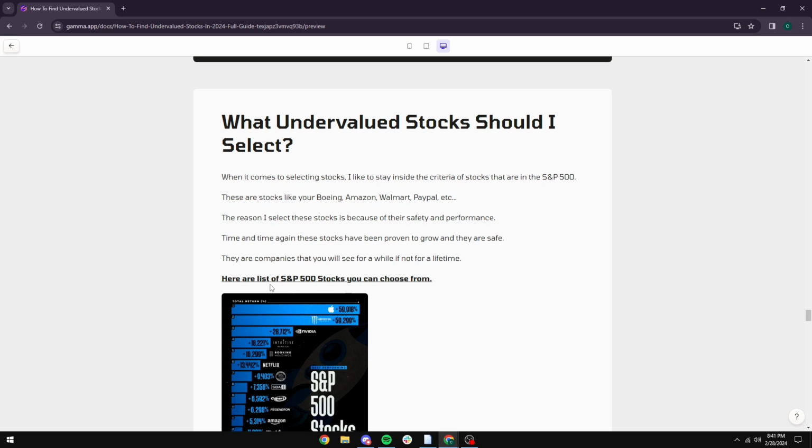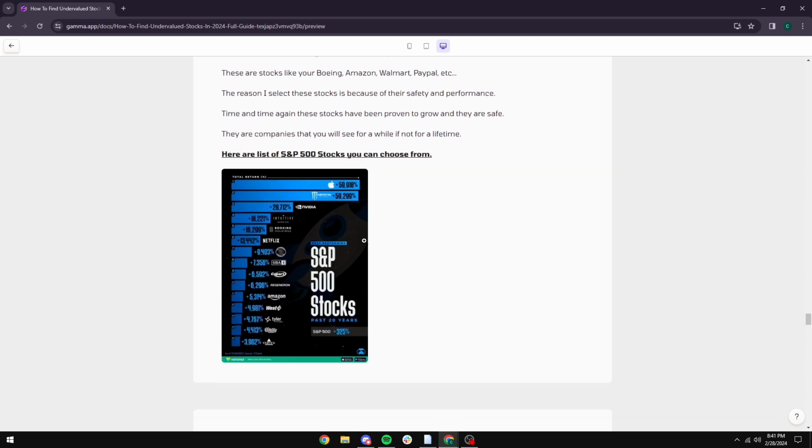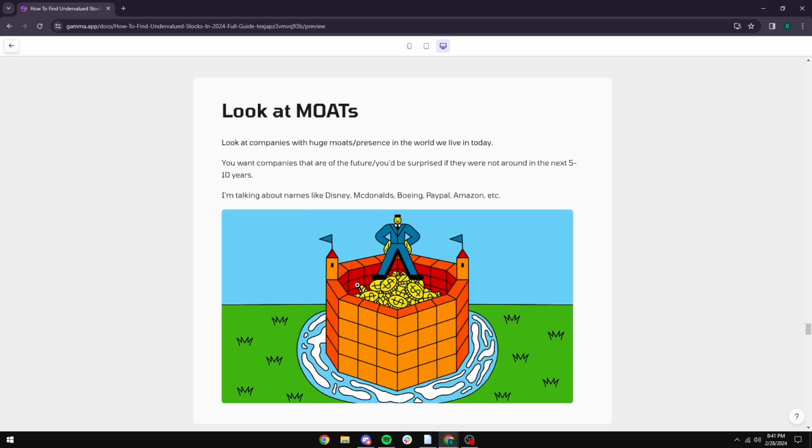They're companies that you'll see for a while, if not for a lifetime, right? So I'm talking about your Apples, your Nvidias, your Netflixes, your Amazons, and so forth. You want companies with moats, huge moats. Look at companies with huge moats or presence in the world that we live in today. You want companies that are of the future, that you'd be surprised if they're not around in the next 5 to 10 years. Let's think about some names, right? Like Disney, McDonald's, Boeing, PayPal, Amazon, and so forth.